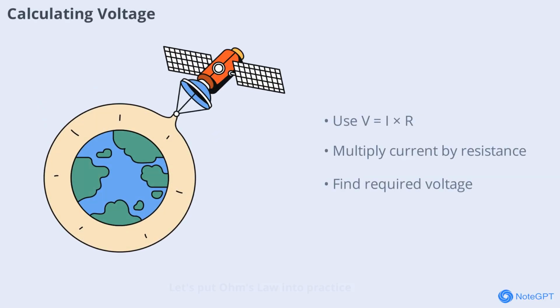Let's put Ohm's law into practice. Suppose you know the current and resistance in a circuit, but you need to find the voltage. Using the formula V equals I times R, simply multiply the current in amperes by the resistance in ohms. This calculation tells you how much electrical pressure is needed to push the current through the circuit. It's a straightforward process that forms the basis for designing and troubleshooting electrical systems.